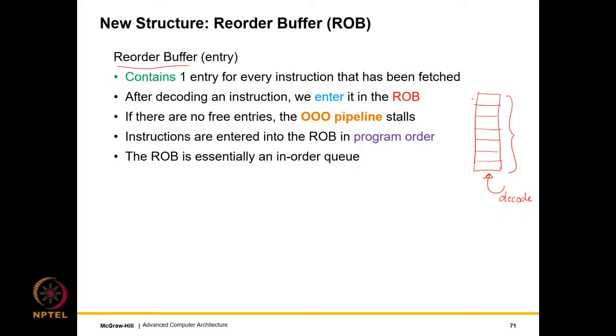The ROB maintains a record of all the instructions that are in flight, which means within the pipeline. Let us call these in flight instructions. It's an in-order queue where instructions enter when we decode, and they leave at what we call instruction commit or instruction retirement.